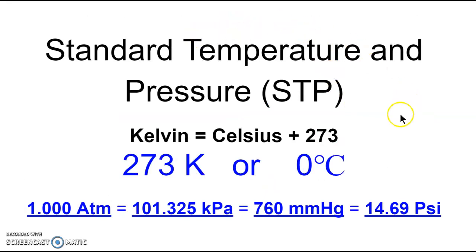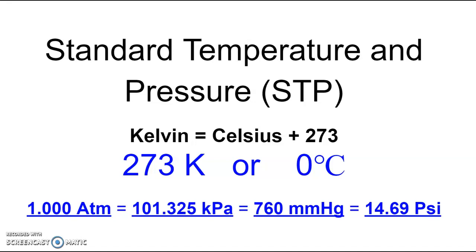So go ahead and take a minute, and I want you to pause this right here and copy this down into your notebook. It's standard temperature and pressure. Sometimes you might get a problem that says, calculate this, and it's at STP. STP means standard temperature and pressure. So all of this means it's taken at sea level.